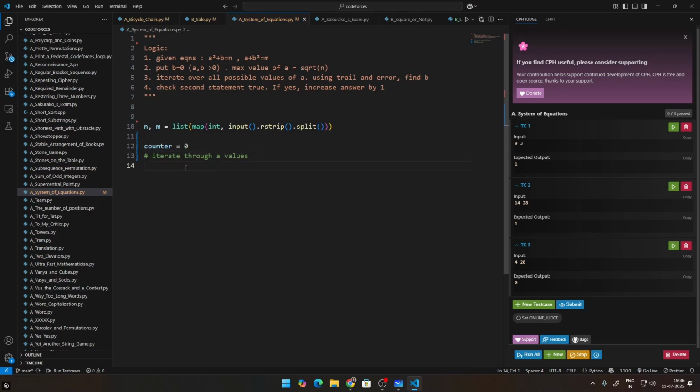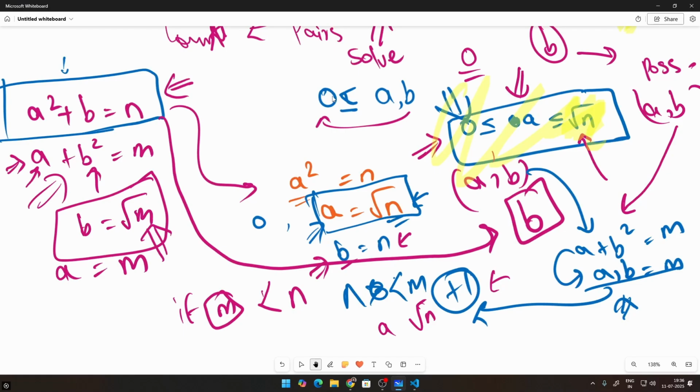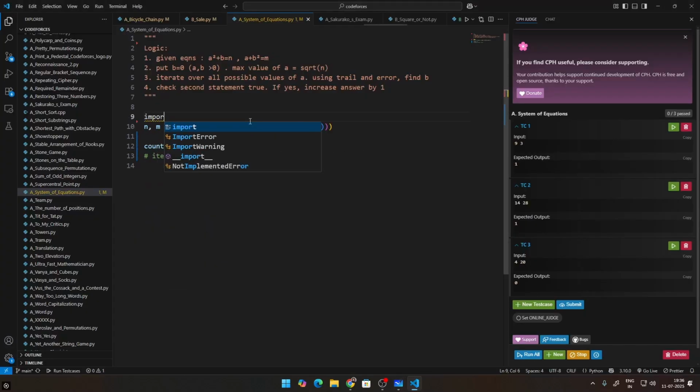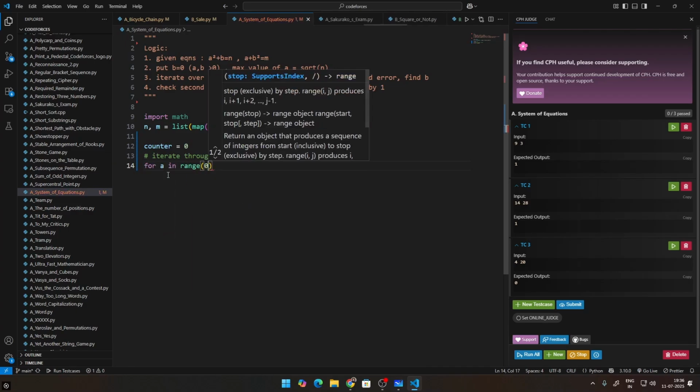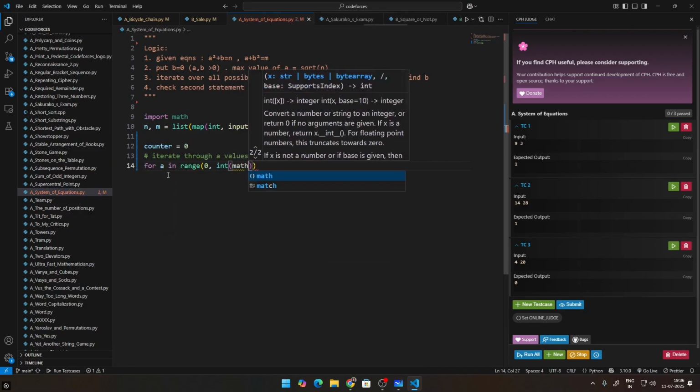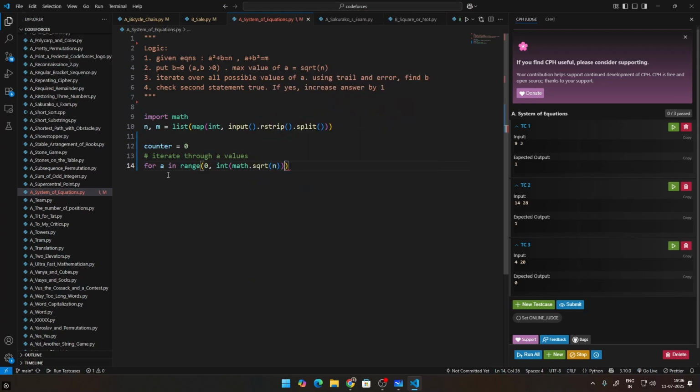So what is the range for a here? A is everything from 0 to square root of n included. So I'm going to take the integer value of the square root of n and add 1 to that in the range, because the final value of a range is not included in Python. Since we're looking at square root, I'll import the math module. So I'll do for a in range from 0 to int of math.sqrt(n), because we need an integer value there since range does not work otherwise, plus 1, so that value is also included.